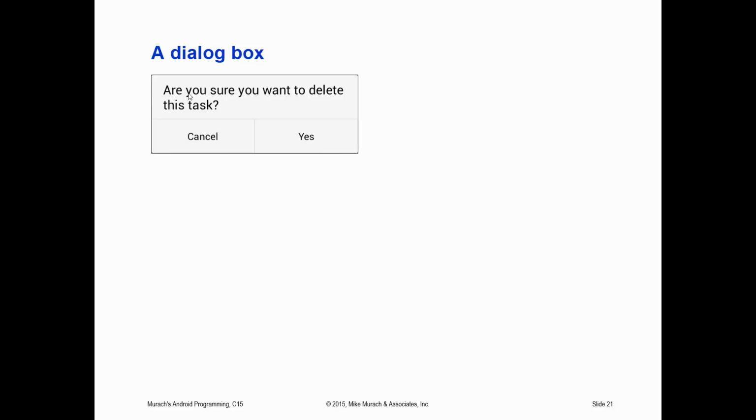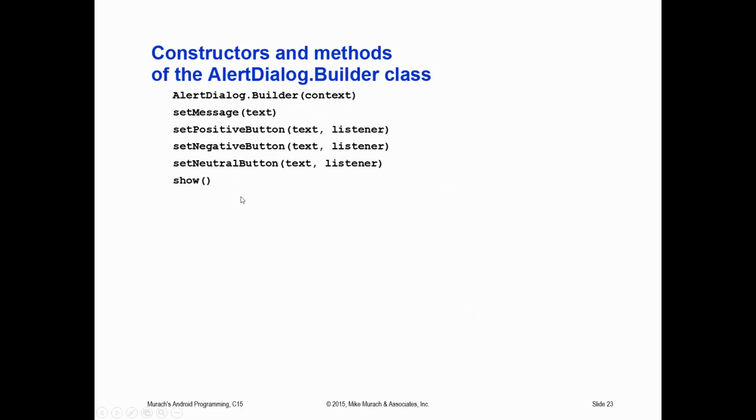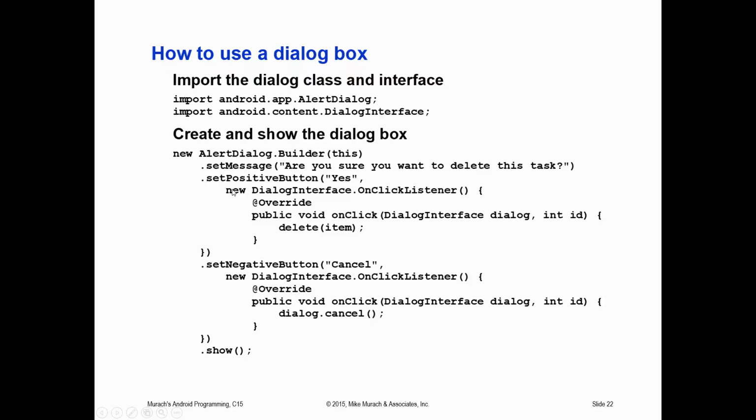When you set a button, you can also specify the event that's executed when the user clicks the button. The easiest way to do this is to create an anonymous inner class for the user, and I believe that's shown in here. So again, you can use the AlertDialog.Builder class and the DialogInterface.OnClickListener interface to build and display a dialog box that includes event handlers.